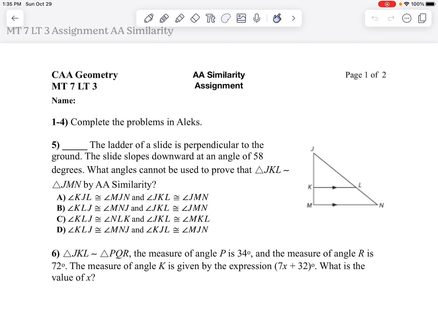Let's review the paper part of your LT3 assignment. Before I forget, don't forget your name. Can't give you credit if you don't put your name on it.